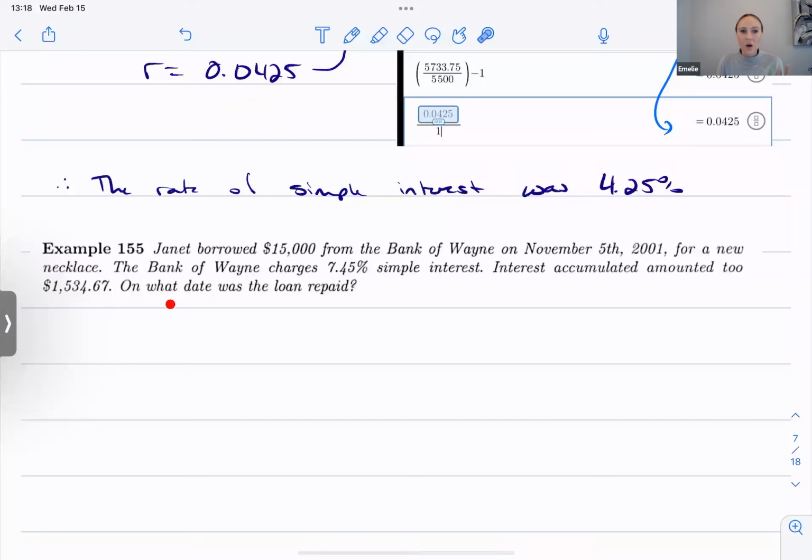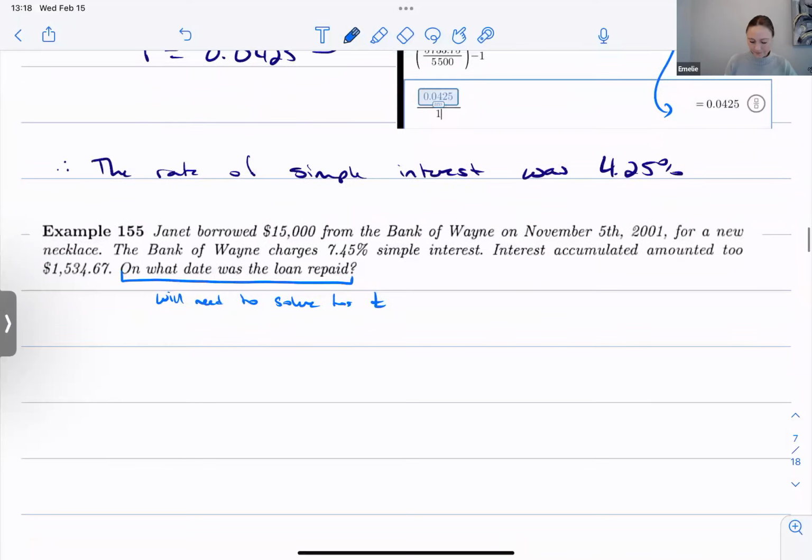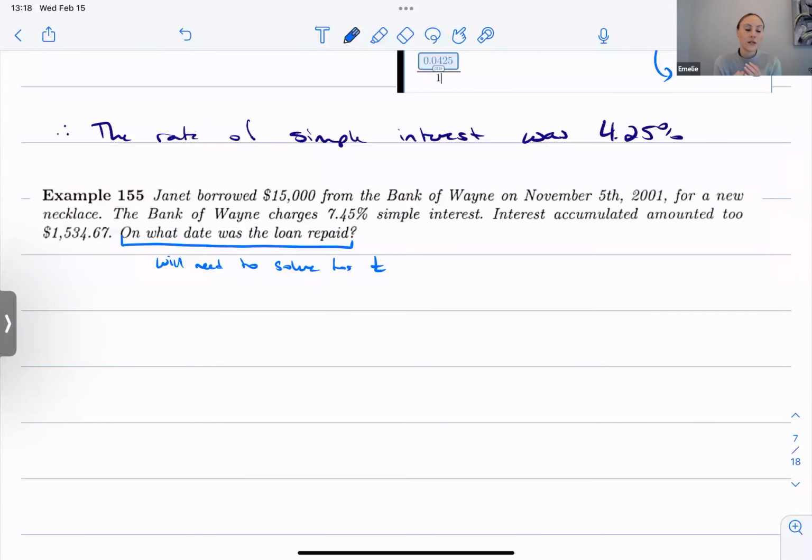In order to figure out the date that the loan was repaid, what am I going to have to do? I'm going to have to solve for t, because that's going to be my gateway. So we'll need to solve for t in order to answer this. First thing I'm going to do is just map out the problem.